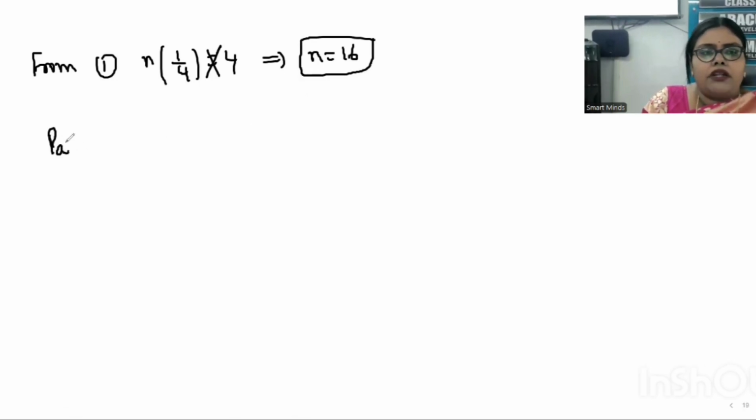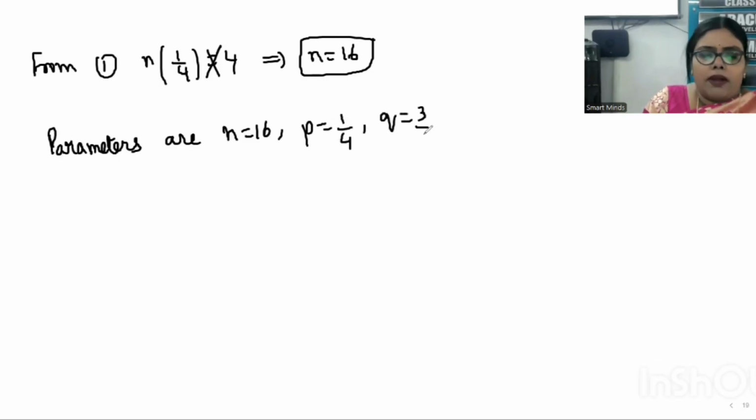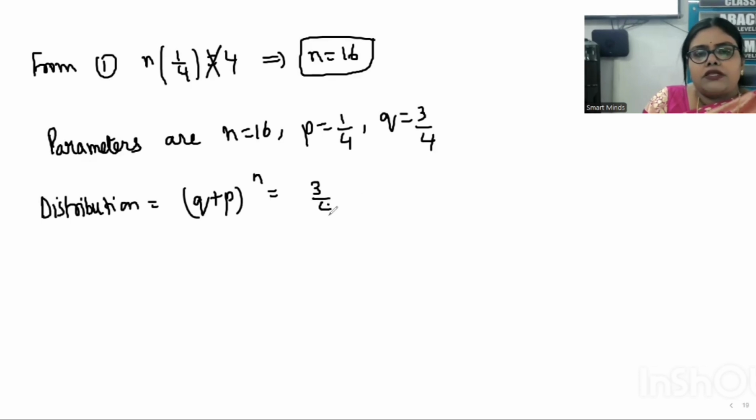So what are the parameters we got? The parameters are n equals 16, p equals 1 by 4, and q equals 3 by 4. So n, p, q are called the parameters. Now what is the distribution? Once you get the parameters, the distribution is (q plus p) whole power n. That is (3 by 4 plus 1 by 4) whole power 16. This is the distribution. Don't simplify it further, leave it here as the distribution.